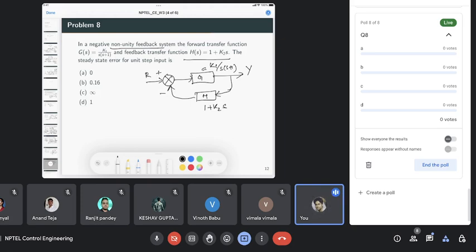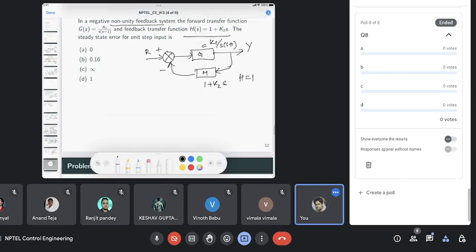So can you make it a unity feedback? Can you make H(s) to be 1 here by some kind of transformation? Then you can apply the formula directly. Make this H to be 1 by some trick. Just try, we'll discuss this question, and it will be clear.